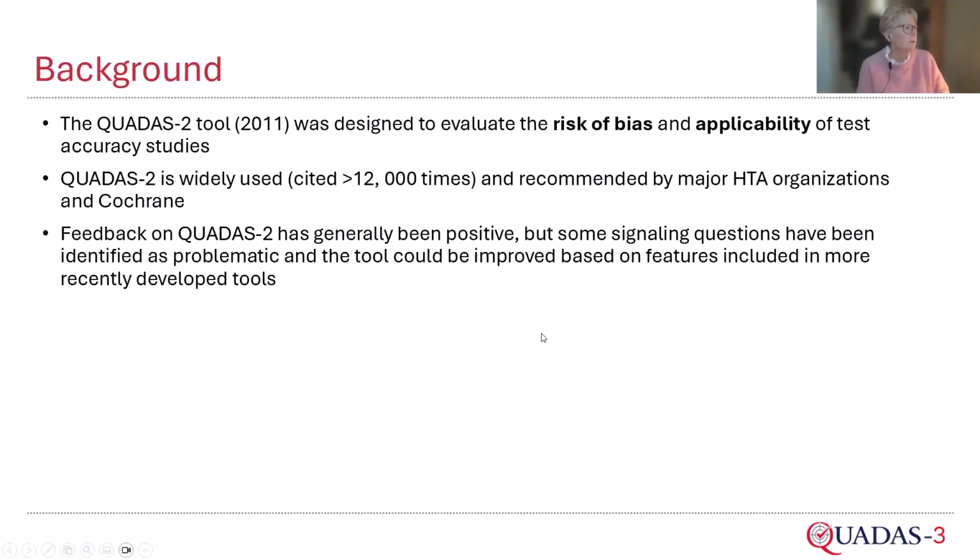So just to give a bit of background, QUADAS-2, which was the previous risk of bias and applicability tool, was designed in 2011 for test accuracy studies. And QUADAS-2 is widely cited and used, and it's recommended by major HTA organisations. Although the feedback on QUADAS-2 was generally positive, there had been some problems identified with some of the signalling questions, and it was felt that the tool could be improved based on features included in more recently developed risk of bias tools, such as ROBINS-I and PROBAST, QUADAS-C, for example.